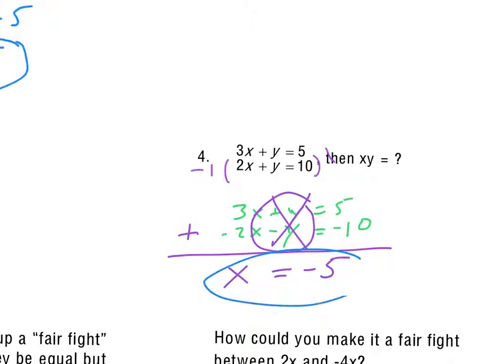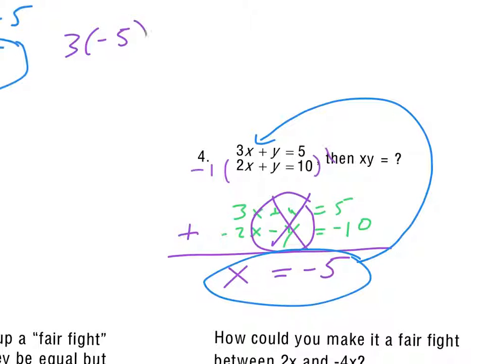Now we're going to take that and we substitute it back in. So you can pick any of your equations to substitute it back into. So I'm just going to plug it back into the top one here. And I'll have 3 times negative 5 plus y equals 5. Whenever we solve that, I know that 3 times negative 5 is negative 15 plus y equals 5. In order to get the y by itself, I'm going to add 15 to both sides here.